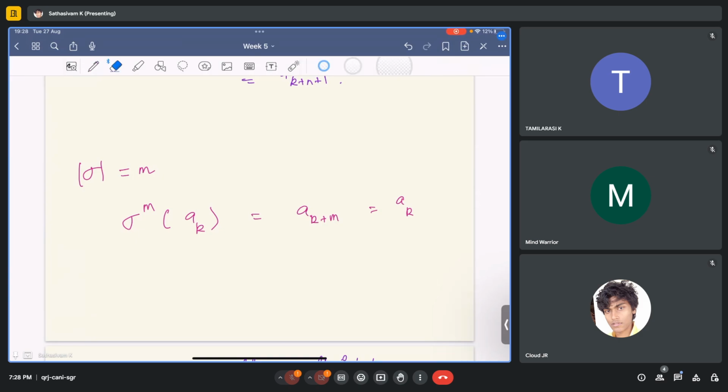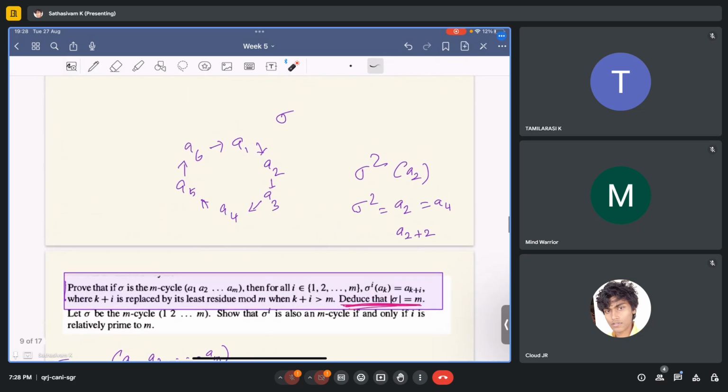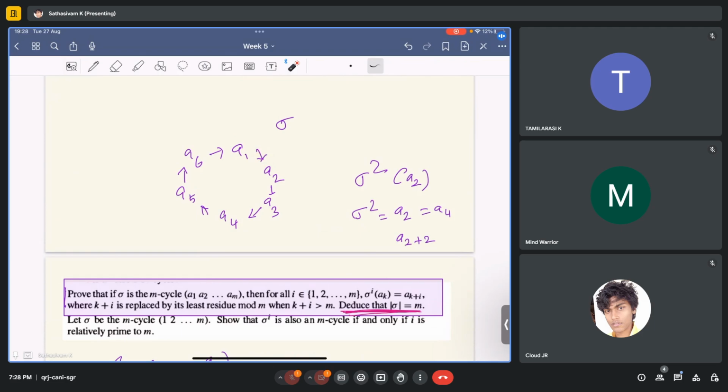Okay. So this will be A_{K+M mod M}. Once you go more than M, you always come back. So this is basically the cycle here. When I say 6, going 6 is the same as going in this direction 6: 1, 2, 3, 4, 5. Let's say you go 7: 1, 2, 3, 4, 5, 6, 7. Going 7 is the same as going only one time, because the cycle length is 6.